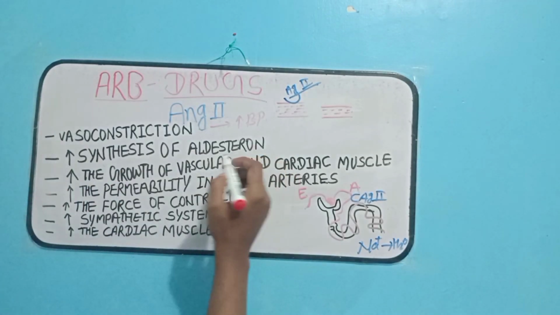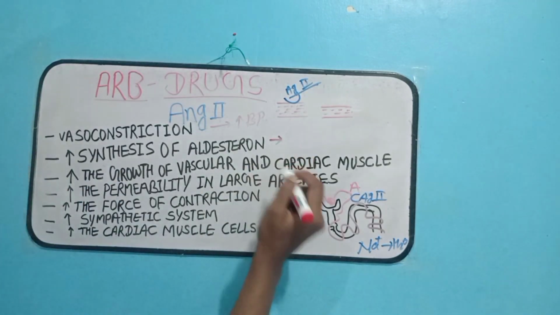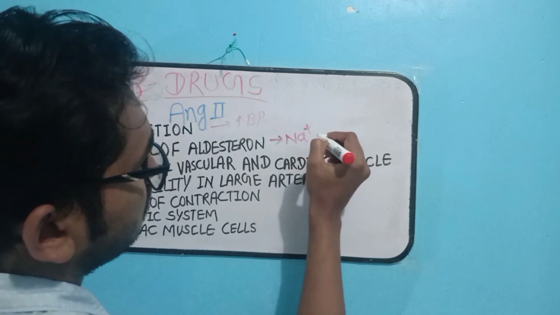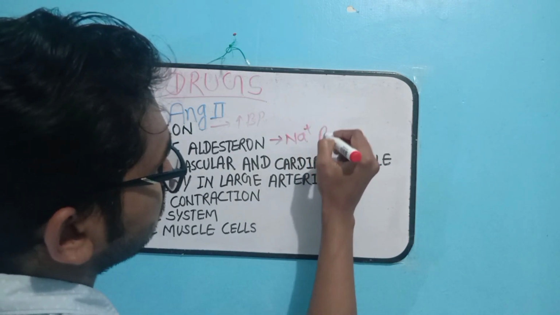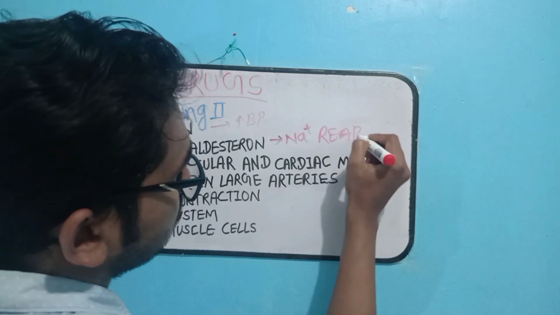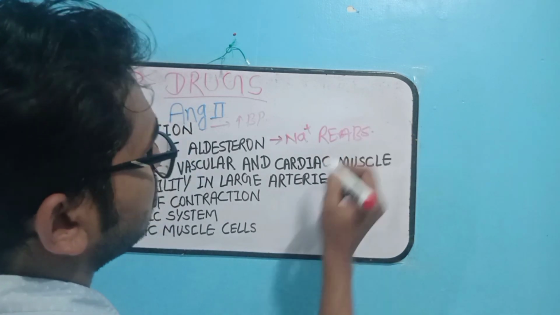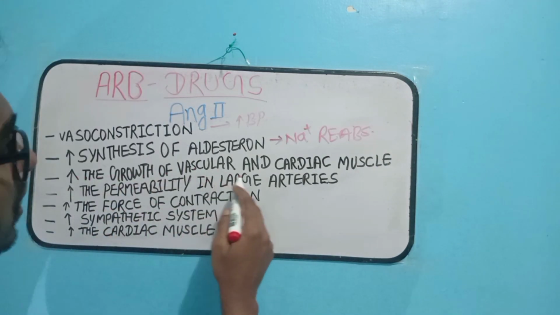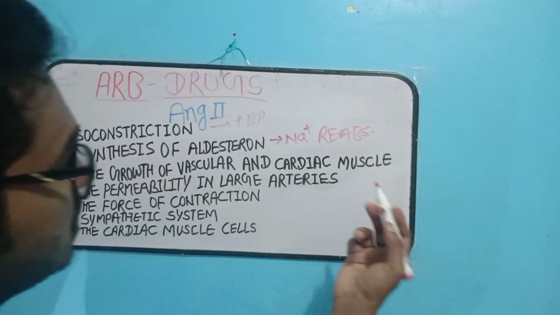So the increase in the synthesis of aldosterone leads to sodium ion reabsorption. It also increases the growth of the vascular and cardiac muscle.